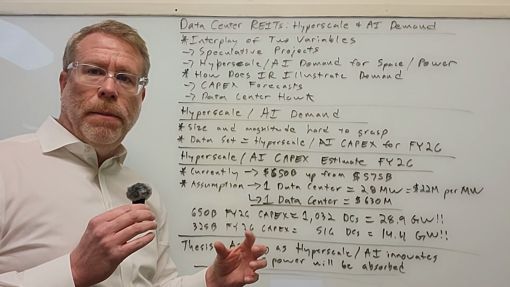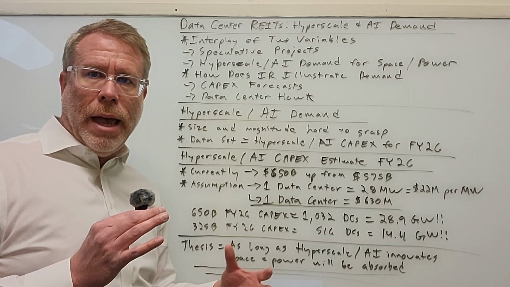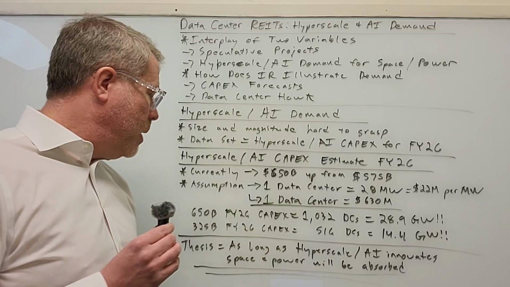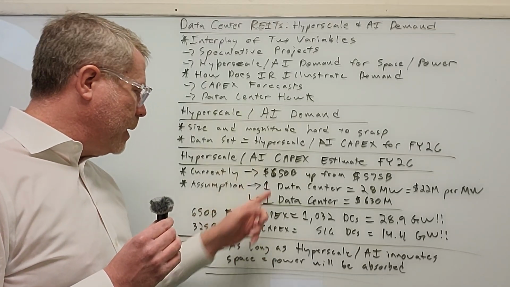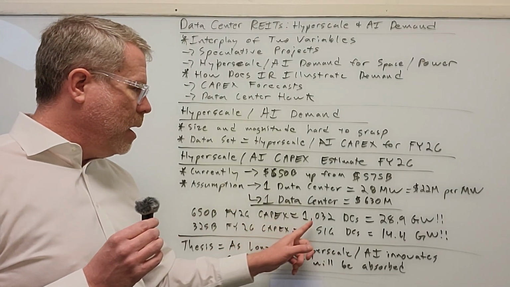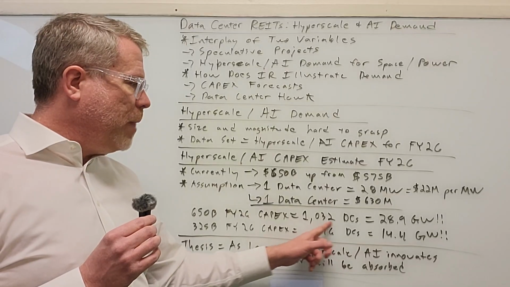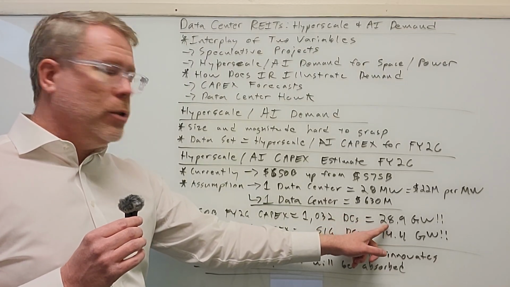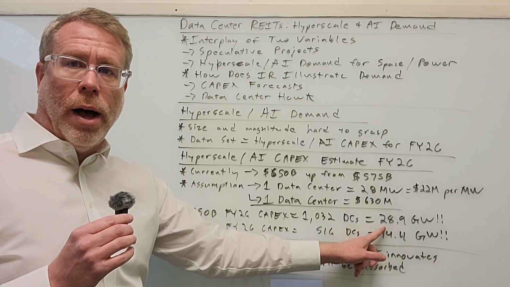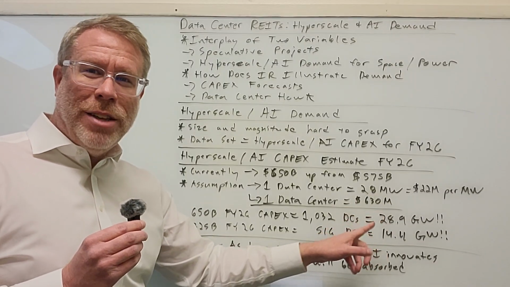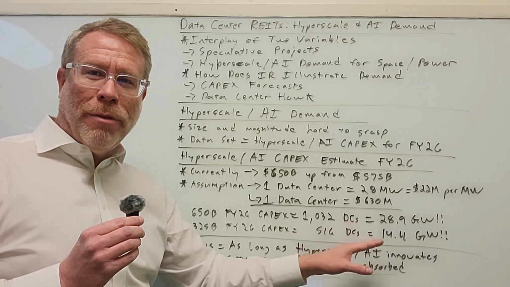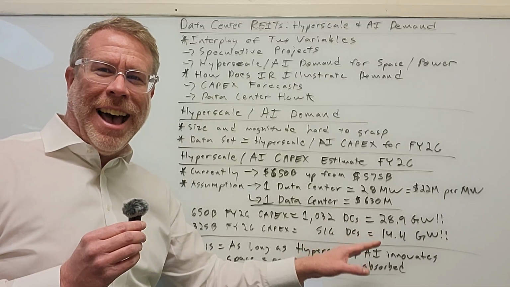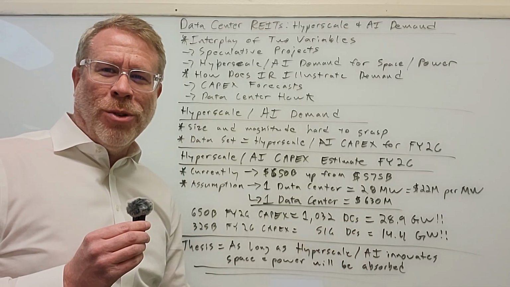So now let's look at a sizing opportunity for demand in the data center REIT space. So we take the 650 billion CapEx estimate among the hyperscale and AI, and that says that we need 1,032 data centers based on that 630 million cost, which translates into about 28.9 gigawatts of energy. Again, gigawatts. We need 28.9 Marty McFly DeLoreans to power the AI and cloud that we want in FY26.